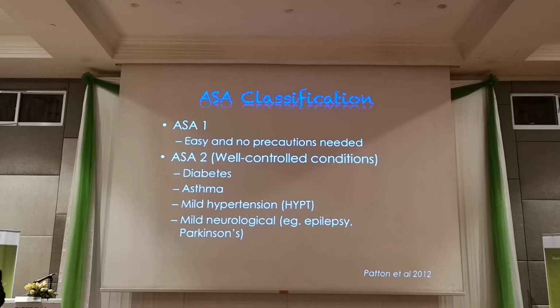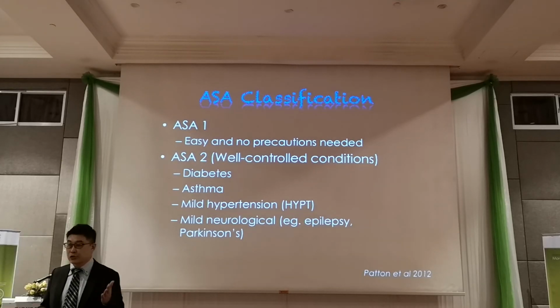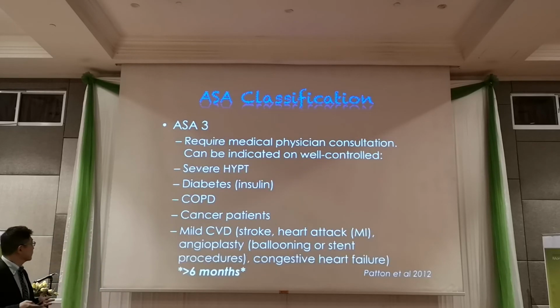So ASA 1, very easy. Come in, young patient, no issues at all. Number 2, well controlled. Even diabetic patients who are well controlled are very easy to treat. Okay? Mild asthma, high blood pressure, even epilepsy, Parkinson's, you can still manage. Because as you see, the patients are getting older. They're going to get old people problem.